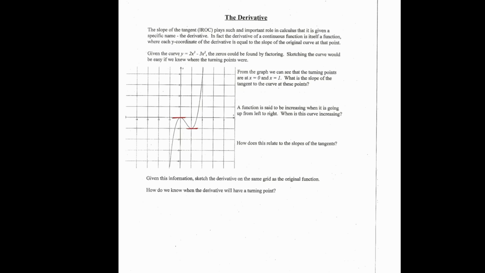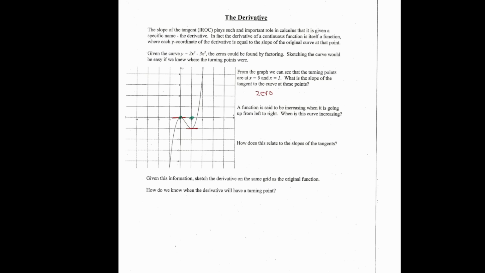What's the slope of the tangent to the curve at these points? Well, it's 0. So if I want to start to graph this, I'm going to say I know I have a point here, and I know I'm going to have a point here where something is happening on my graph of my derivative.